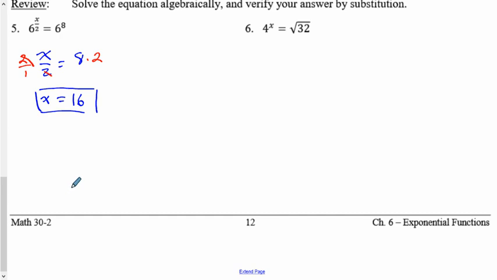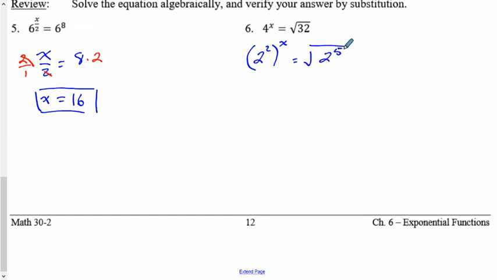Question number 6. Not quite so straightforward because I can't see that they're powers of the same base. This 32, well, 4 squared is 16 and 4 cubed is 64. So I can't rewrite 32 as a power base 4. So I'm going to think of powers base 2. And I can write the 4 as equaling a 2 squared, all to that exponent x. And the 32 is the same as 2 to the 5th.